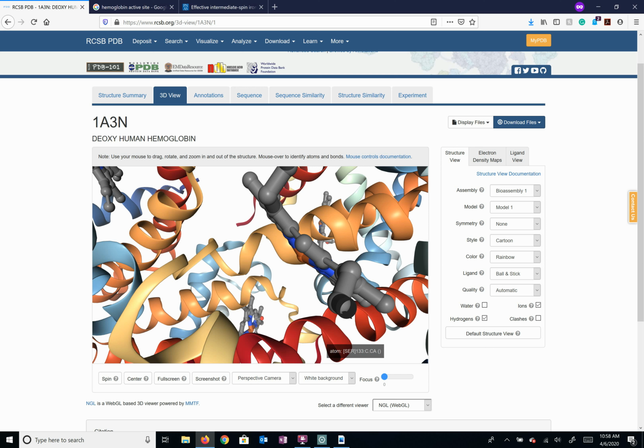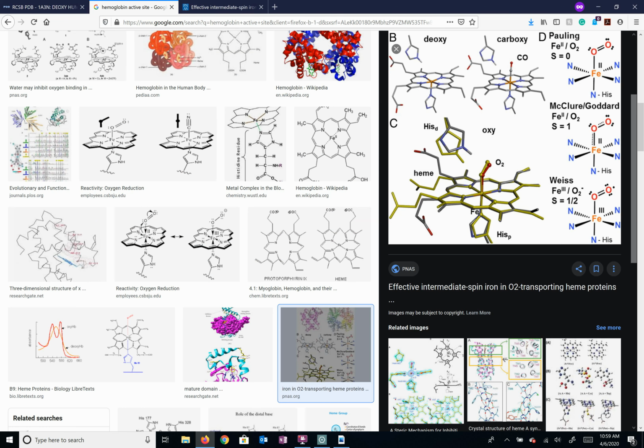But a couple of important things to note. The iron is sitting outside of the plane of the porphyrin ring, and the porphyrin ring is kind of buckled, okay? And there are 4 of these porphyrin rings. You can actually see them in this view, 2 in the background, 1 to the top left, and the one that we're looking at here. So there are 4 of these porphyrin centers per hemoglobin molecule, okay?